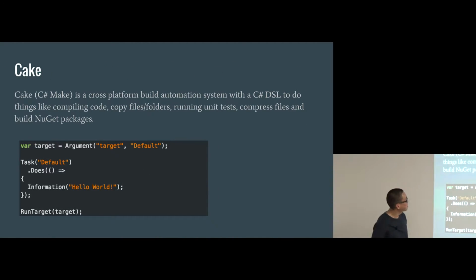Quickly, Cake is a cross-platform build automation system with a C# DSL. It can do all sorts of things: compiling code, copying files, copying folders, running unit tests, everything. When I started researching about it, I was using FAKE at work, which works fine. But when Jeff Huntley suggested I use Cake, I said, okay, I'll give it a try, and then realized, hold on, this is so much easier. The very first time I used it, I was immediately productive, because of course it's just C#, so I recommend everyone to use it.